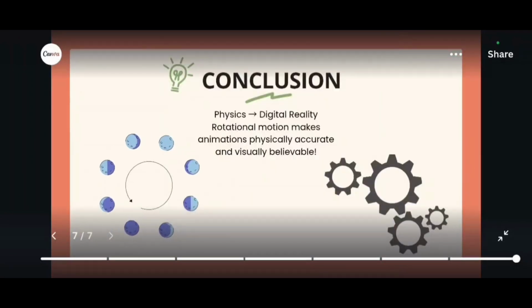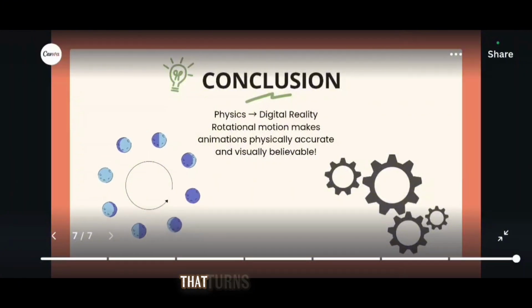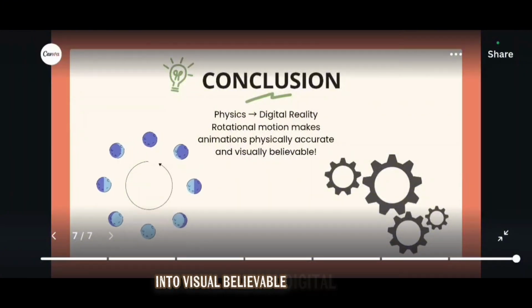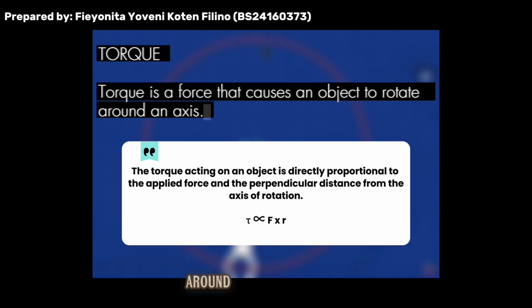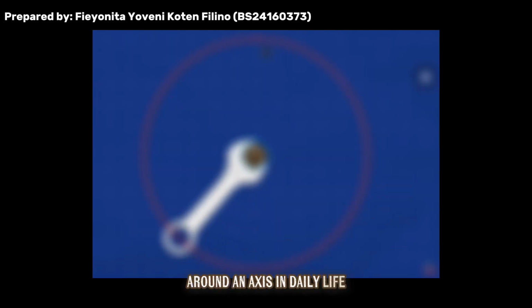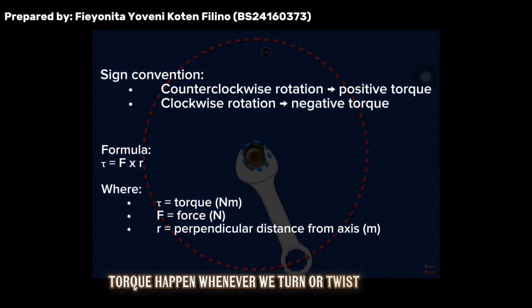In conclusion, rotational motion is the fundamental link that turns abstract physics into visual, believable digital reality. Torque is a force that causes an object to rotate around an axis. In daily life, torque happens whenever we turn or twist something.